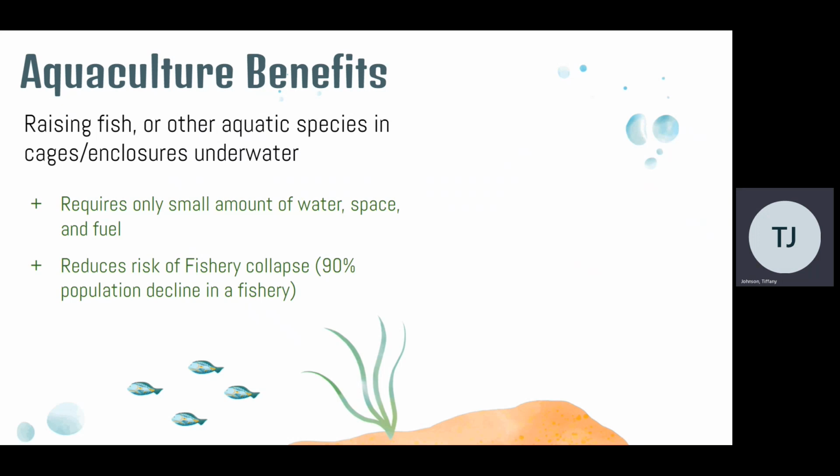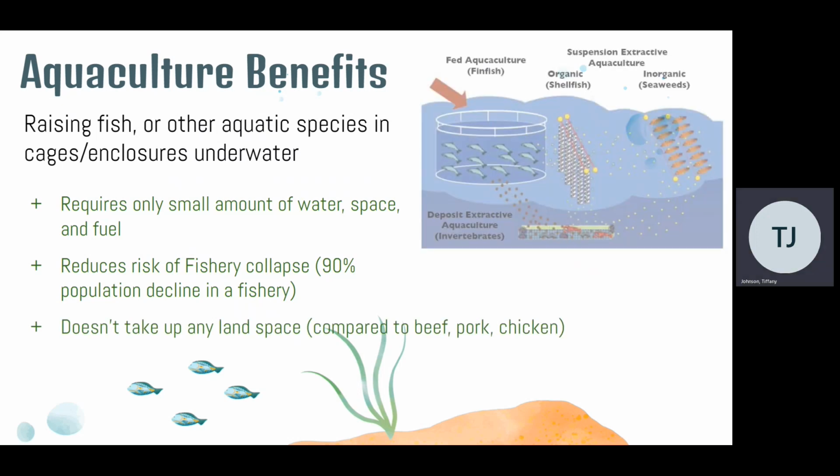There's a much reduced risk of fishery collapse, and we'll discuss fishery collapse in 5.8 and overfishing. Fishery collapse is when 90% of the population declines in a fishery. It doesn't take up a lot of land space.